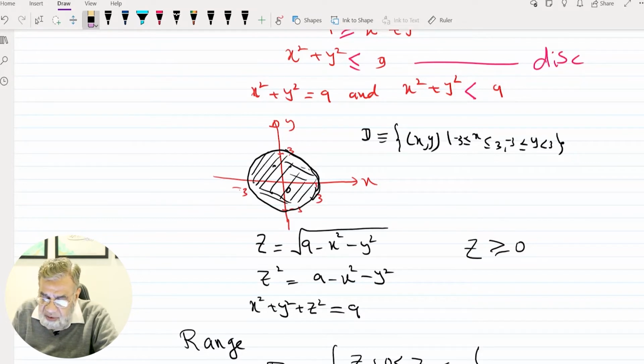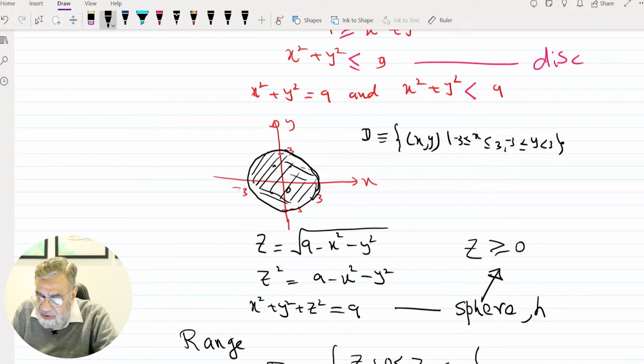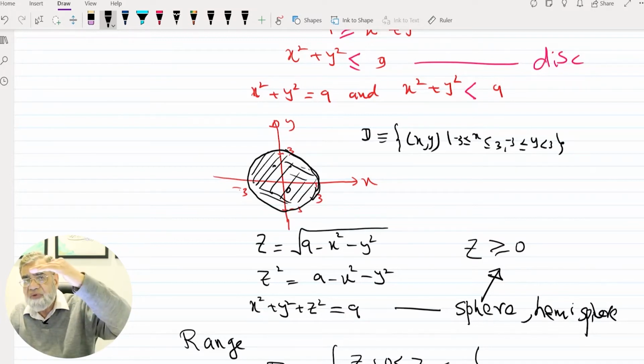And this is in principle the equation of a sphere. Here I say this is my sphere, but we have the condition that our z is bigger than 0. This is a hemisphere. If this condition is not there, then this is the sphere. But as the condition is there, it is the hemisphere. And z bigger than or equal to 0 is the upper hemisphere. When z is less than or equal to 0, it is the lower hemisphere.